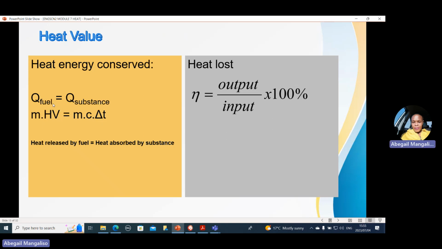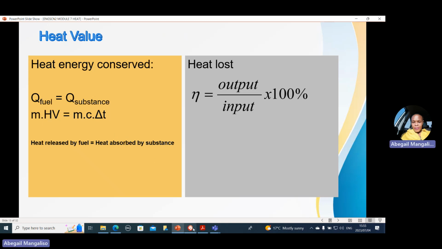Under fuel, you put the formula of the fuel. Under substance, you put the formula of the substance, and you can solve for the unknown. Heat released by the fuel is the heat absorbed by the substance. In other words, the fuel is the heat released, and the substance is what is absorbed.